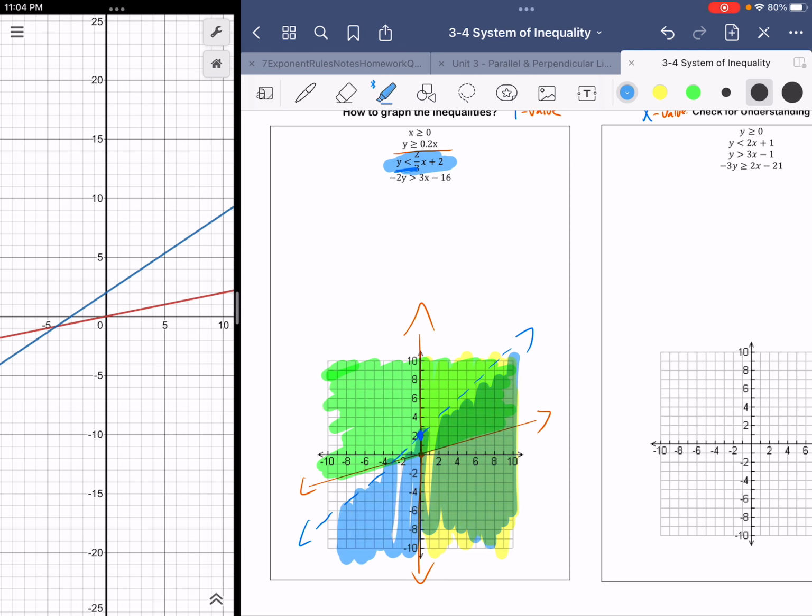Are you alright? So remember, our shaded area so far is going to be here, like this area, okay? This is the area that is shaded, overlapping so far. Keep that in mind.